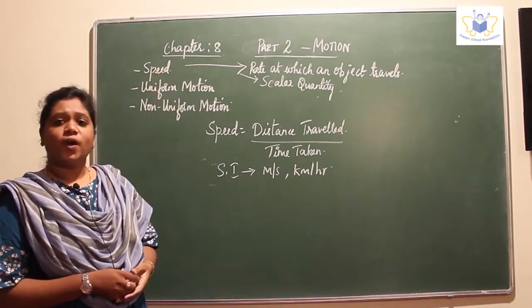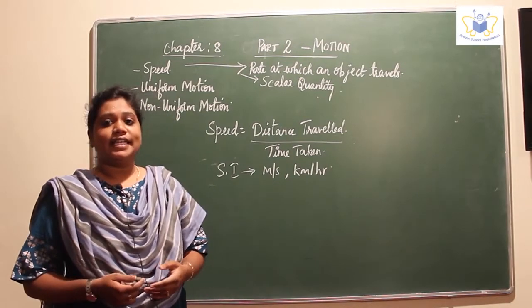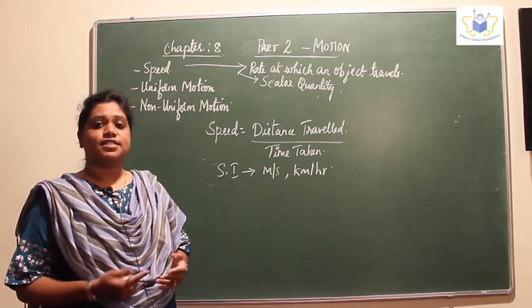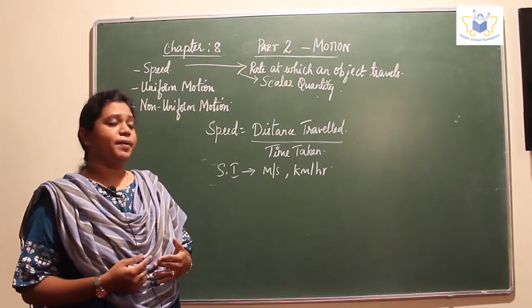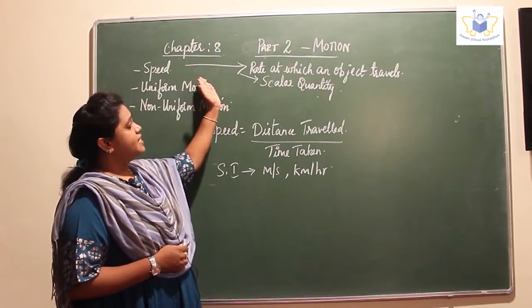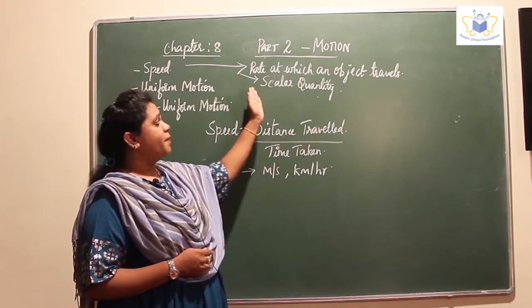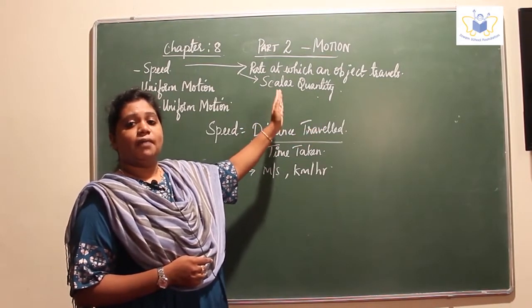What is speed? What comes to your mind when you hear the word speed? We usually think of bike speed, right? Some objects move faster or slower, but what determines speed? Speed is defined as the rate at which an object travels. Speed is a scalar quantity because it determines only the magnitude.